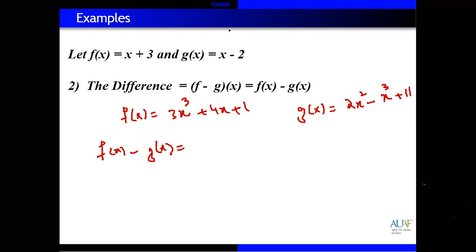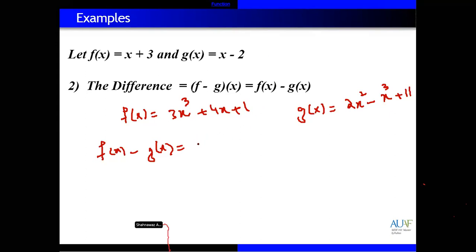So same, first solve. Harun, wait, I will explain again. Wait, okay. F of x minus g of x.